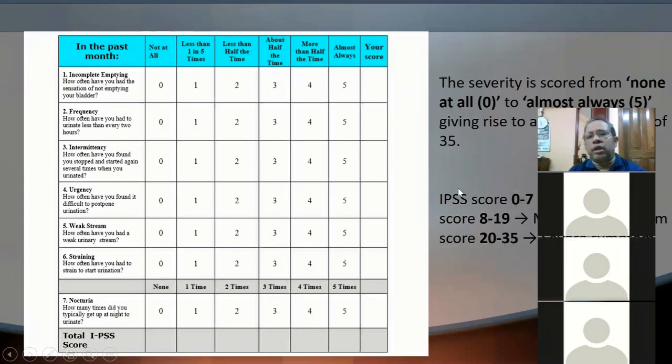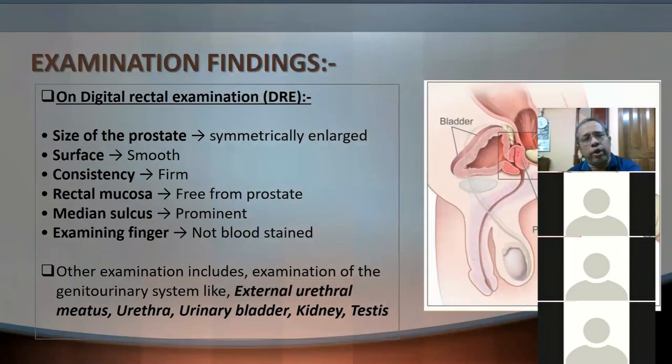Then the score calculated. If the IPSS score is 0 to 7, it is mild symptoms. If it is 8 to 19, it is moderate symptoms. If it is 20 to 35, severe symptoms. So these are the scoring systems for assessment of the patient's condition, and depending upon them we treat the patient according to the scoring.